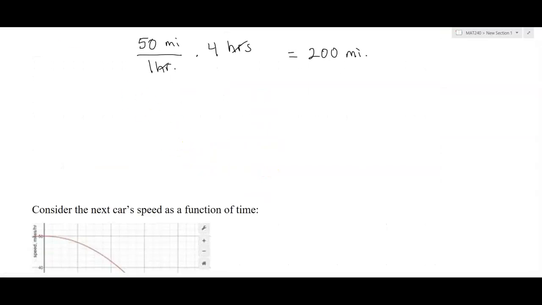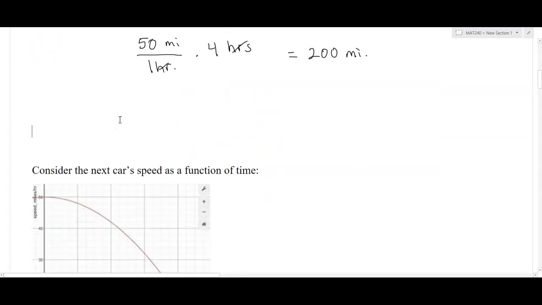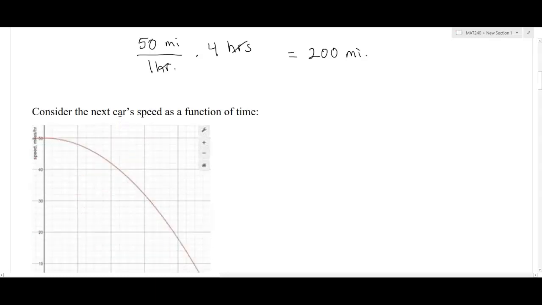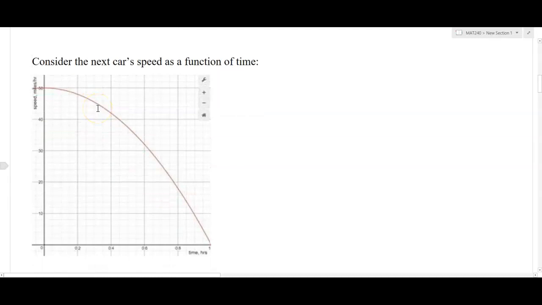But we should be cautious of this approach, because not all graphs result in a function that is perfectly clean and has a formula for its geometric area. In this case, the car starts going 50 miles an hour, but if we look at this every fifth of an hour, the speed is progressively getting lower and lower until, at time 1, the car has come to a complete halt. So this car is progressively slowing down.